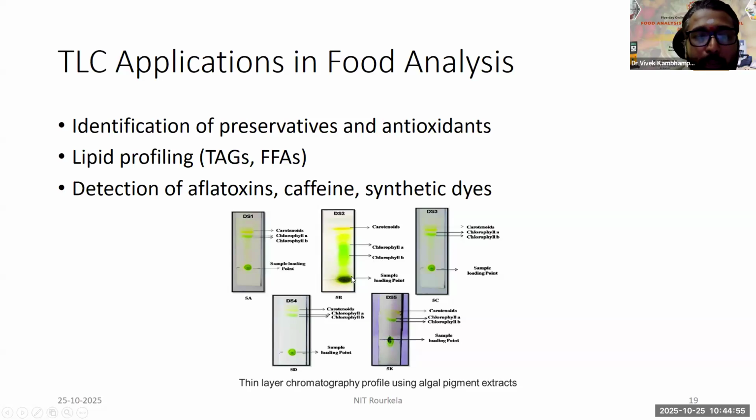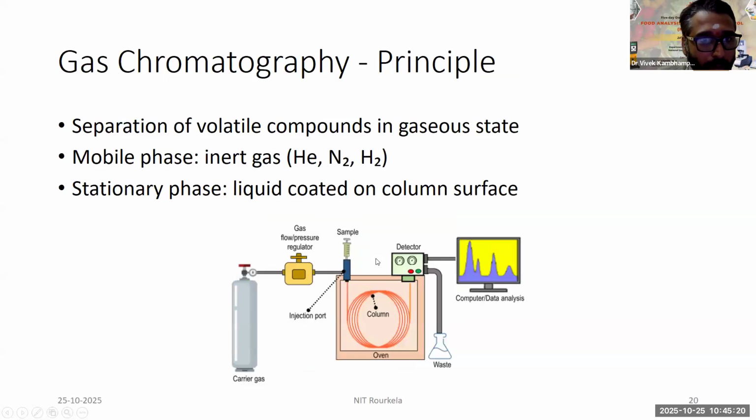See here, this is the loading point. This is the point where it touches the solvent. Am I right? So sample loading point. You cannot quantify, but you can identify that carotenoids are present in your sample. Chlorophyll A is present, chlorophyll B is present, right? This is how you can identify different kinds of pigments using thin layer chromatography.